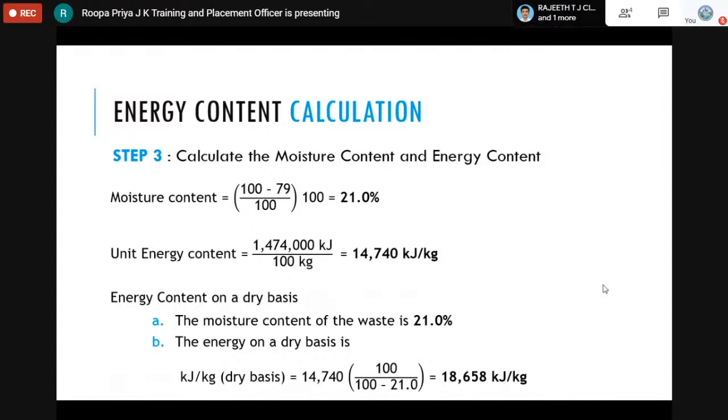Now the question is about dry basis, that is the energy content on a dry basis. So to calculate the energy content on a dry basis, you need both the moisture content of the waste and the unit energy in kilojoule per kg. So you can compute the energy content on dry basis using this equation.